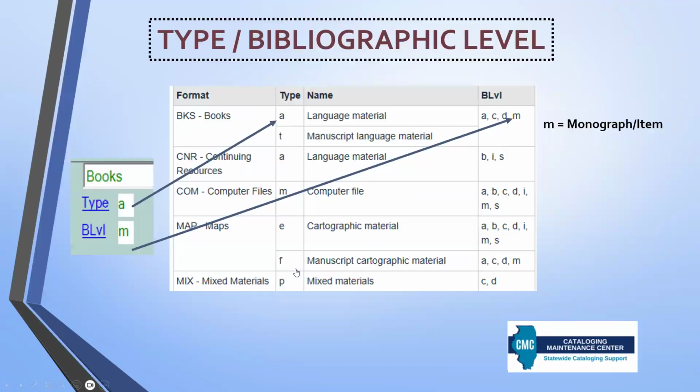Let's see. All my examples today are books, so all of them are going to have A in the type. And they're all monograph items, so they'll be M. These two fields, type and bibliographic level, will be the same in all the examples.